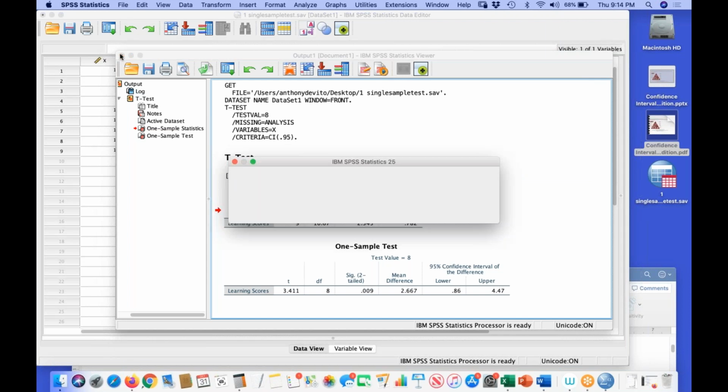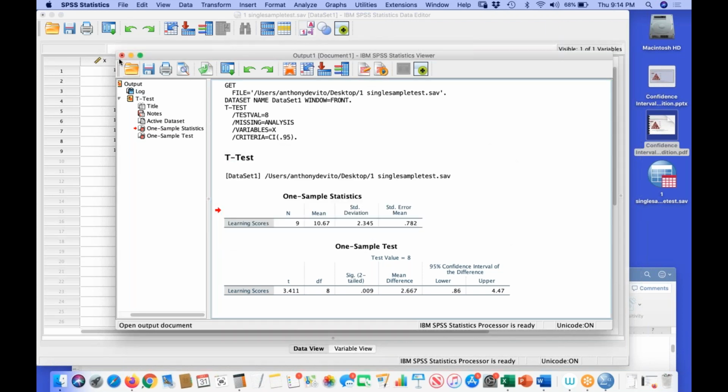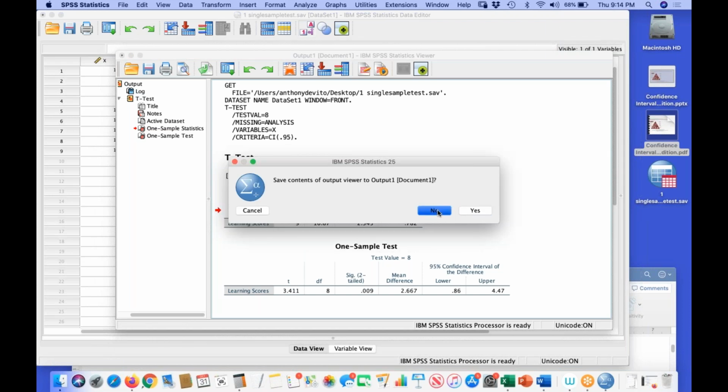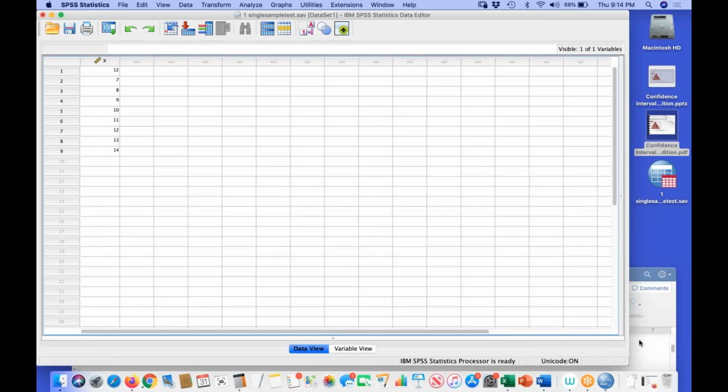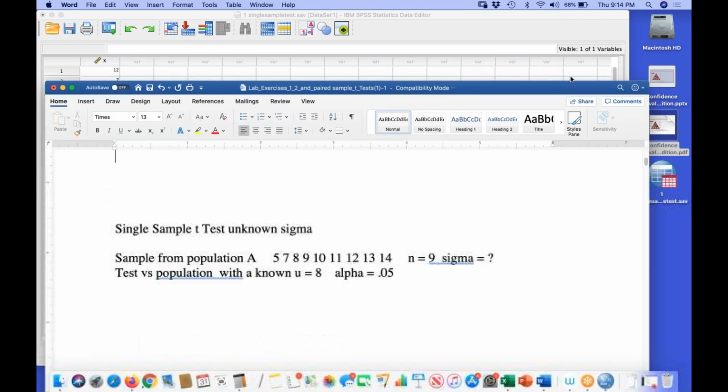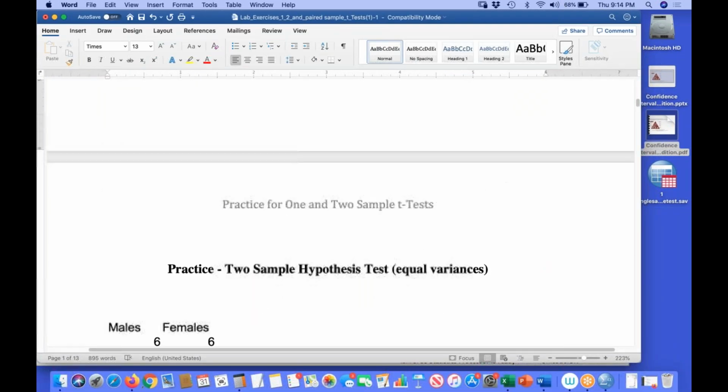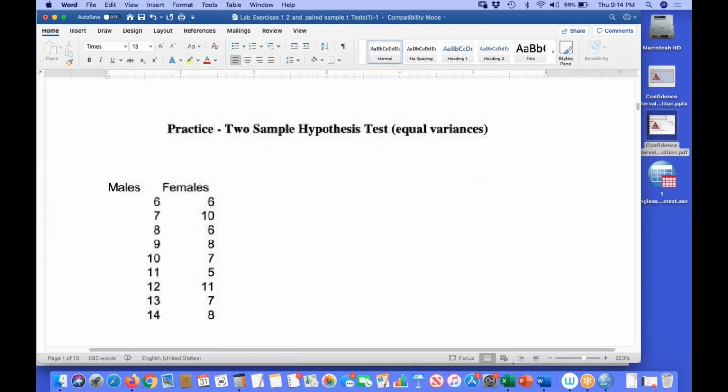Okay, let's move on from there now. So that's the single sample t-test. Now how do we do a two sample t-test? Well, let's look at this paper that I have over here, how we're going to approach this. Okay, the next page here, two sample hypothesis test.